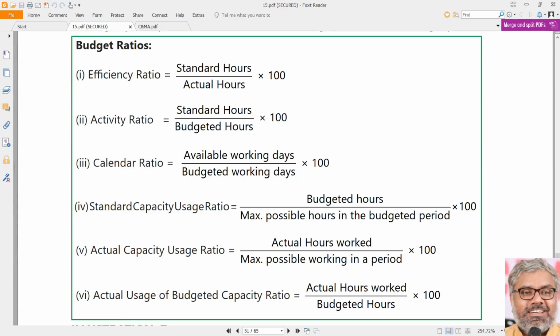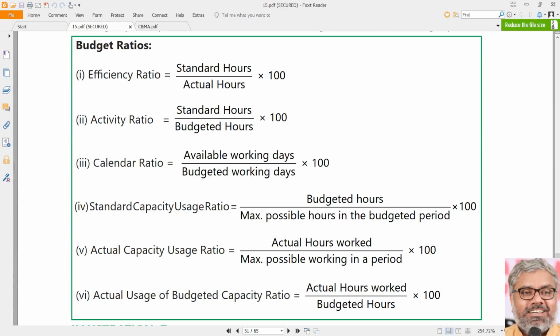So depending upon the reality, how many working days were available during the month and how many working days were budgeted during the month, the ratio between them is called calendar ratio. You need to remember all these ratios. But while remembering standard hours, be very careful. Actual hours, budgeted hours themselves depict what they are, but the standard hours name will not tell us anything. You need to remember it as standard hours required for actual output. Other than that, remaining things are self-explanatory. Calendar ratio is available working days divided by budgeted working days.